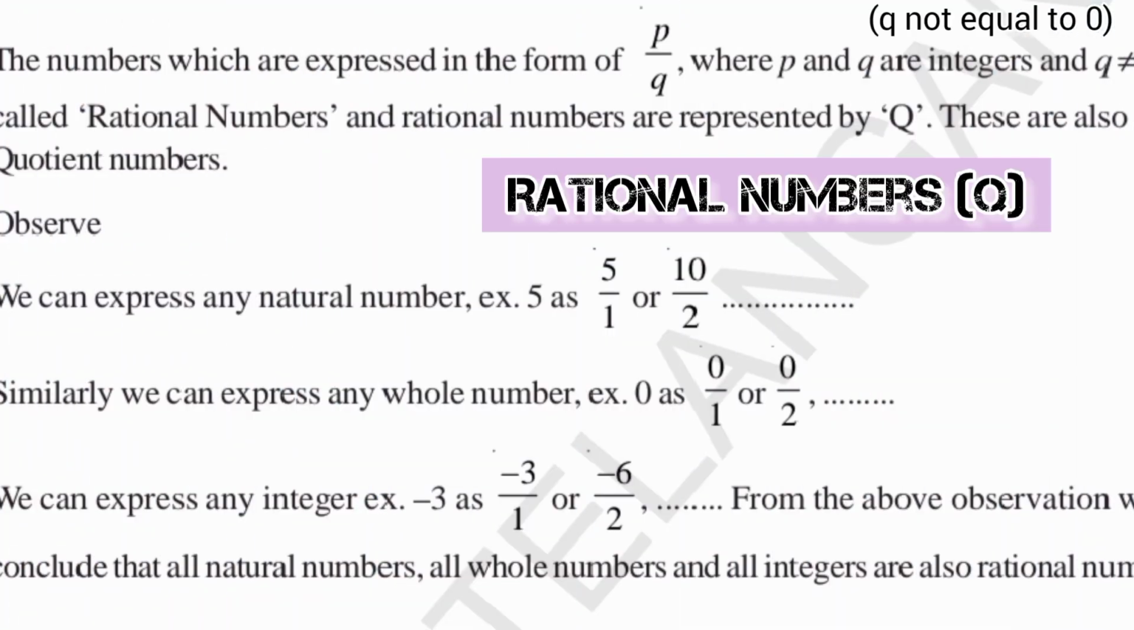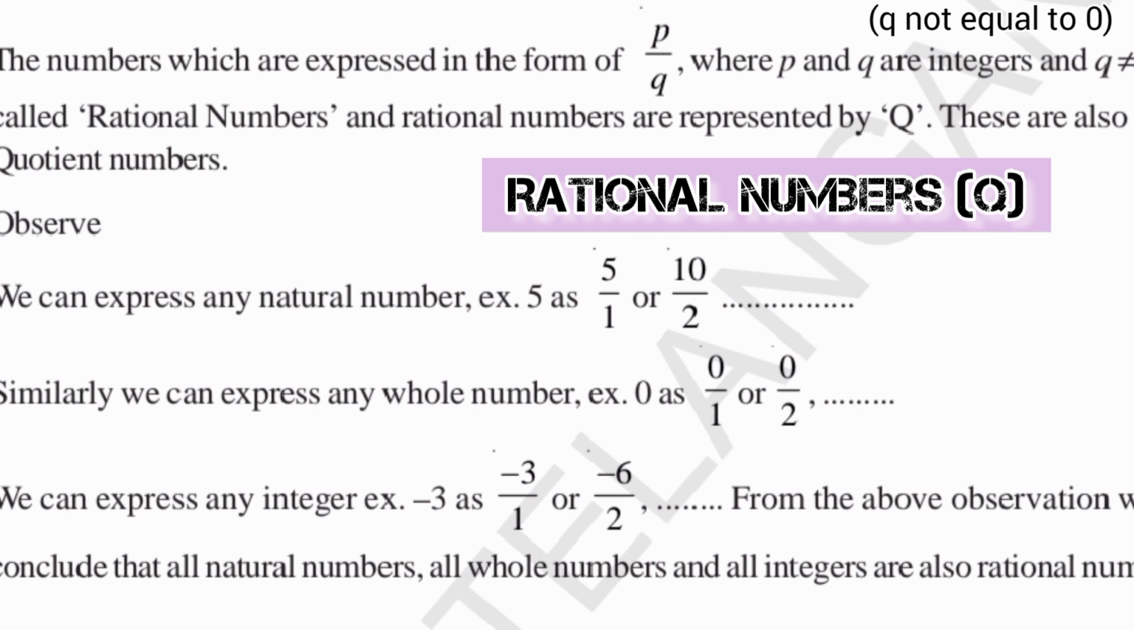Now we will know what rational numbers are. The numbers which are expressed in the form of p by q, where p and q are integers and q is not equal to 0, are called rational numbers, and these are represented by Q. These numbers are also called quotient numbers.